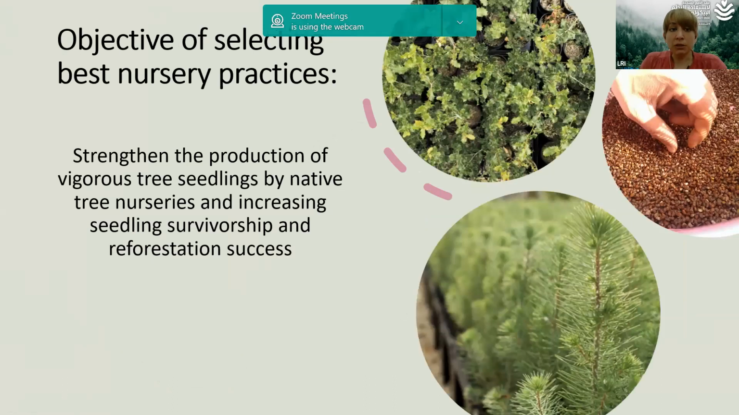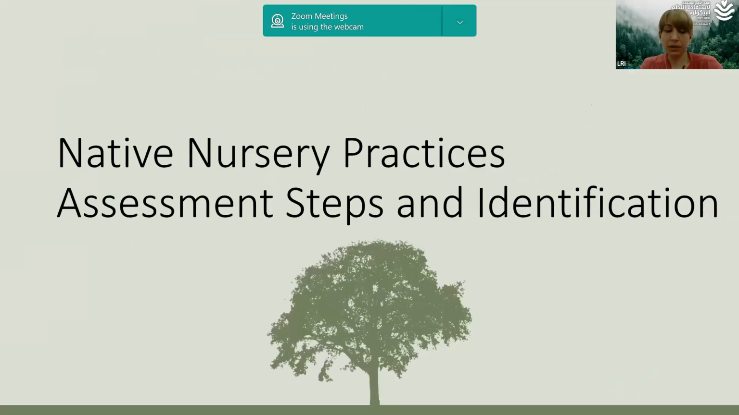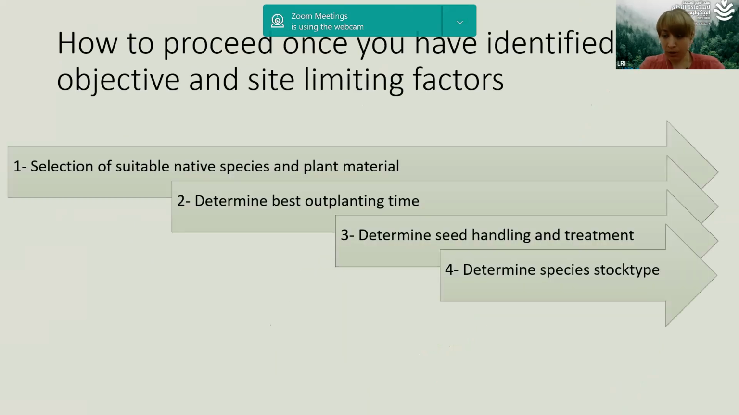So the objective of selecting the best nursery practices is to strengthen the production of vigorous tree seedlings by native tree nurseries, increasing seedling survivorship and thus reforestation success. So how do we continue with assessing and identifying the next steps for nursery practices? We will talk about four different areas.